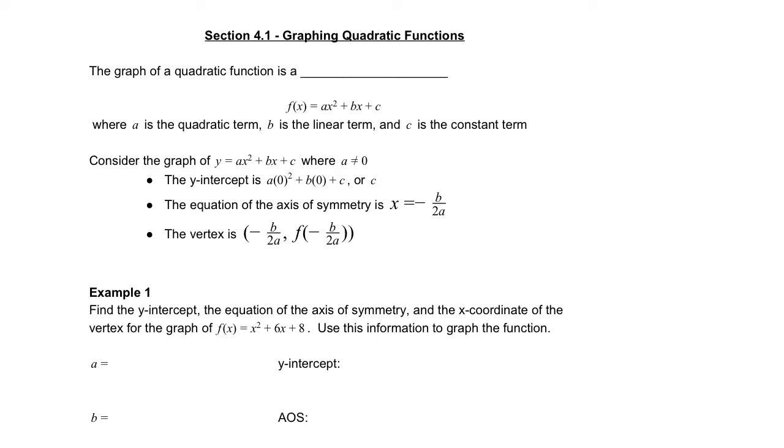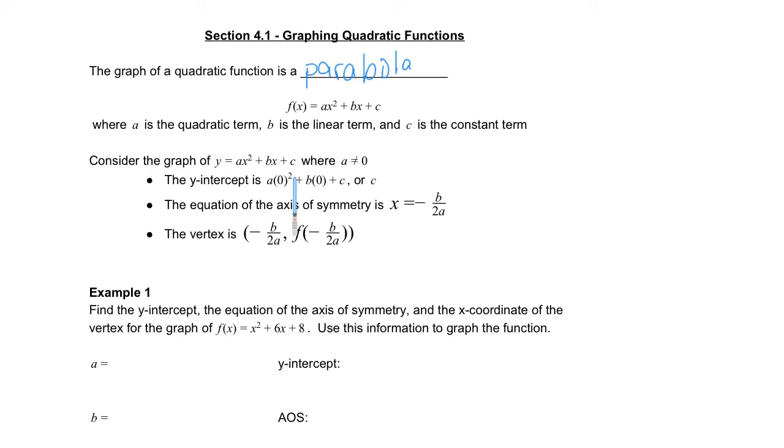The graph of a quadratic function is called a parabola. And it looks like f of x equals ax squared plus bx plus c. That's the standard form of a quadratic equation. A is the quadratic term, which means it's right in front of the x squared. B is the linear term, it's in front of the x, and c is the constant. It's a number with no letter.